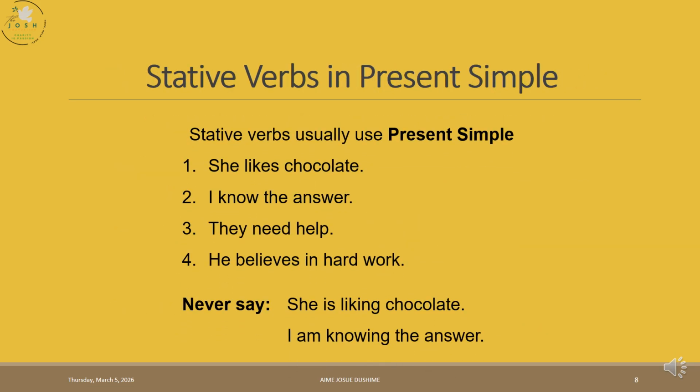Let's see stative verbs in present simple. They usually use present simple tense. She likes chocolates. I know the answer. They need help. He believes in hard work. Never say she is liking chocolate. No. Or never say I am liking the answer. Or I am knowing the answer. No. Never say that.